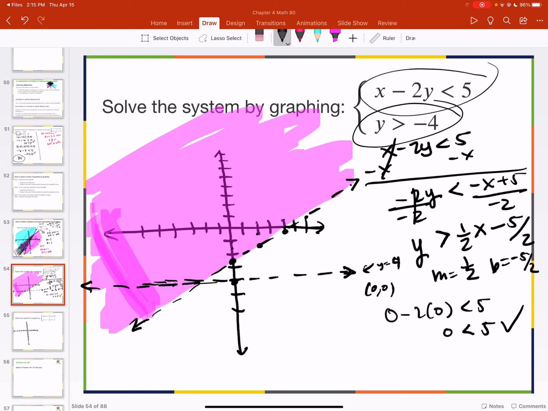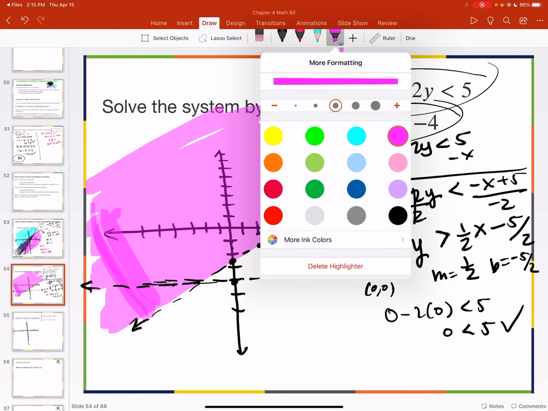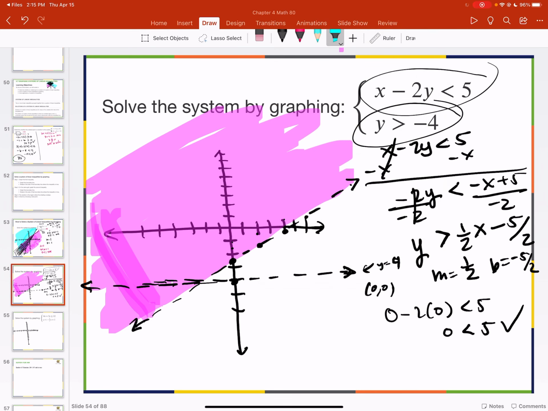And it's greater than. So everything that is facing up fulfills this inequality. So if you put in the origin point 0, 0, y greater than, is 0 greater than negative 4? Yes, it is. So we shade everything that's above that boundary line. So our solution is here where they both intersect. It's this area up here.